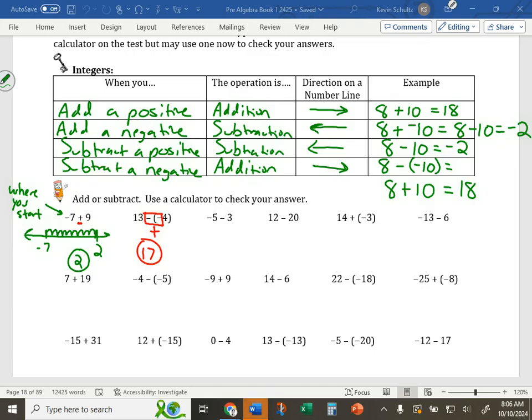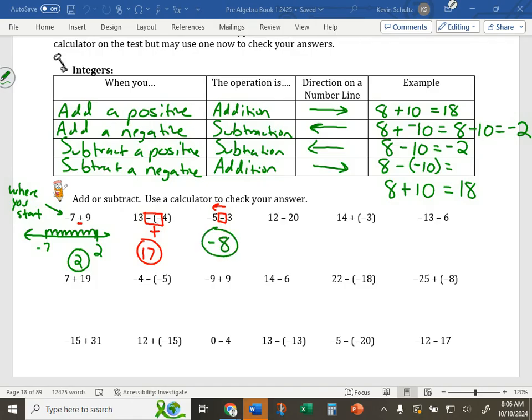-5 minus 3. Where do we start on the number line? Like on the negative side, -5. At -5. Okay? This is where we start. Here's our operation. What's in between? What direction is that symbol? Which means direction is the left. How far do we go? 3. So starting at -5, in between the numbers is subtraction. That means we're going left. Starting at -5, going left 3. Where do we stop? -8. And that would be the answer to this one.